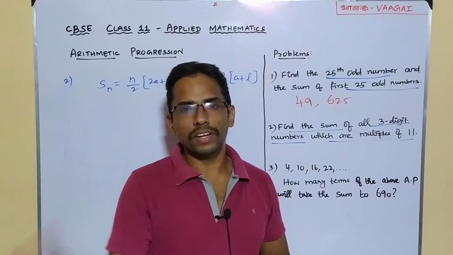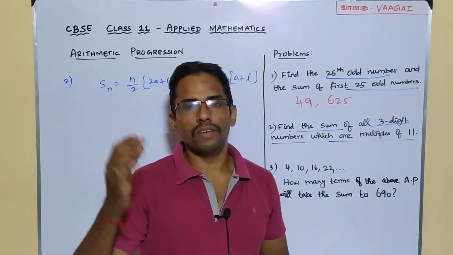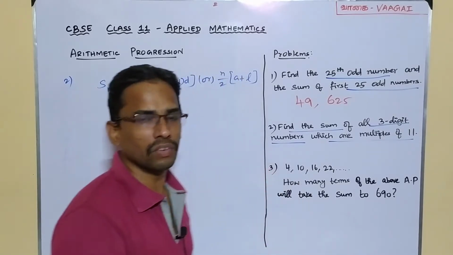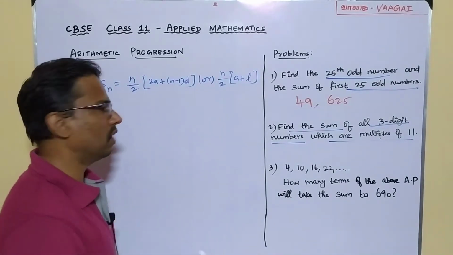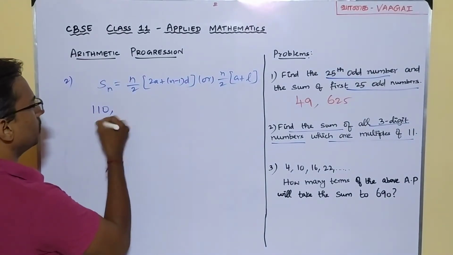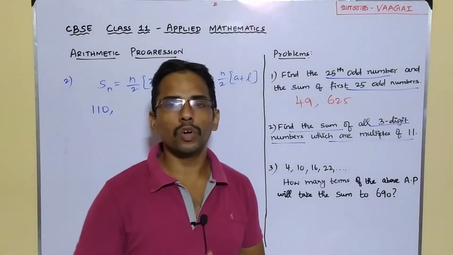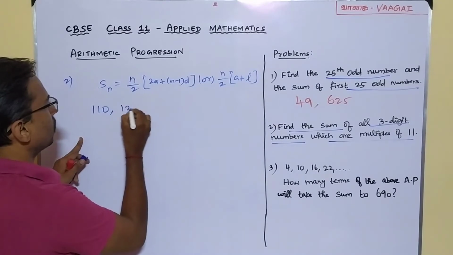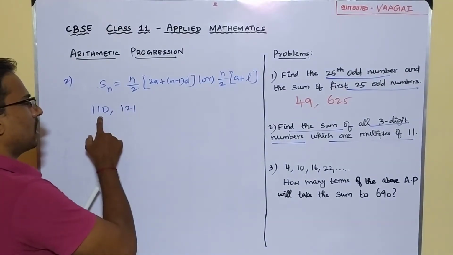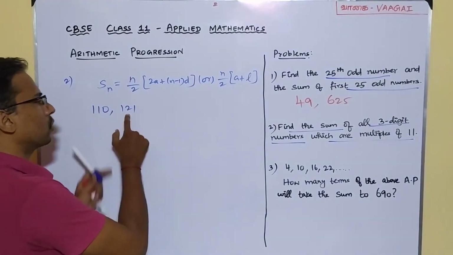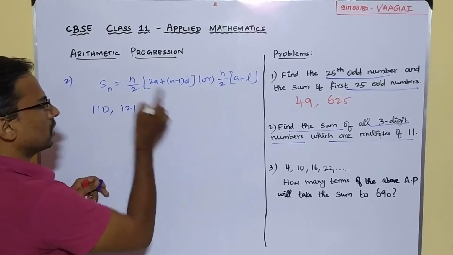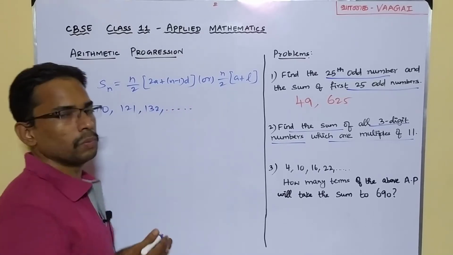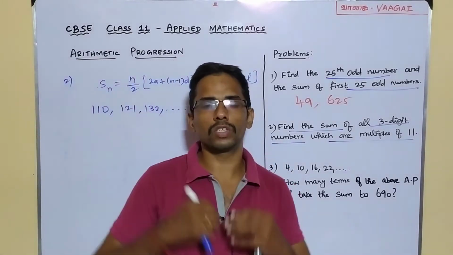It's easy for us to say, because we know the 11 tables clearly. 11 8s are 88, 11 9s are 99, 11 10s are 110, and that is where we get the first 3-digit number that's a multiple of 11. So I'm starting with 110. What is going to be the next 3-digit number? 11 11s are 121, or in other words, I can just add 11 to this: 110 plus 11 gives 121. The next is this plus 11, that is 132, and so on. We'll have this sequence of numbers.